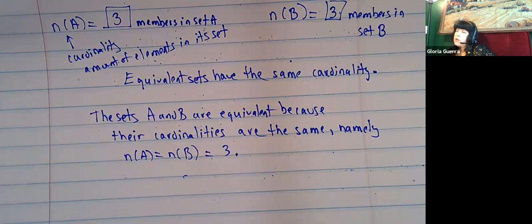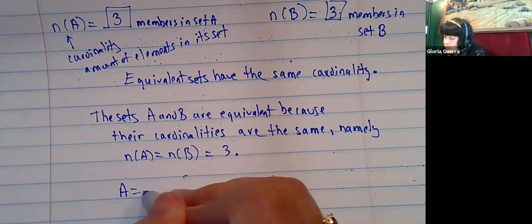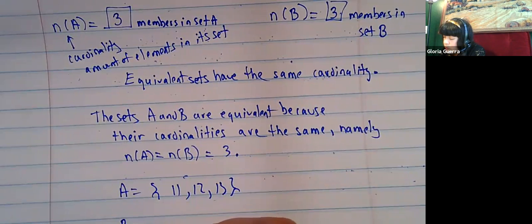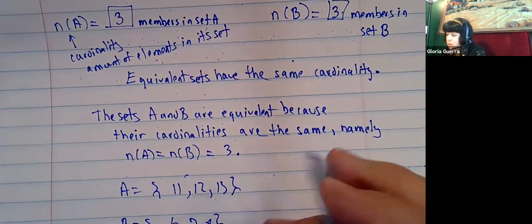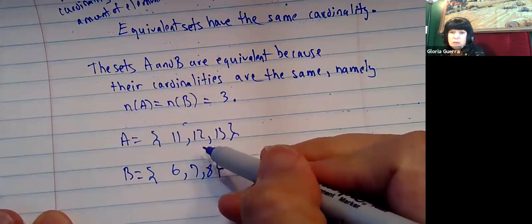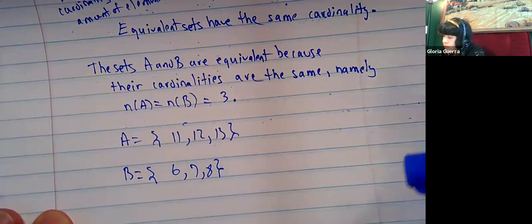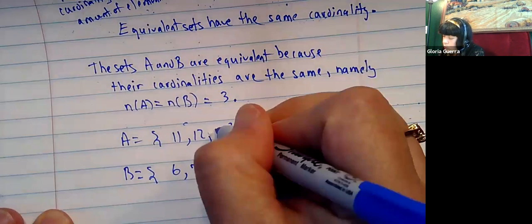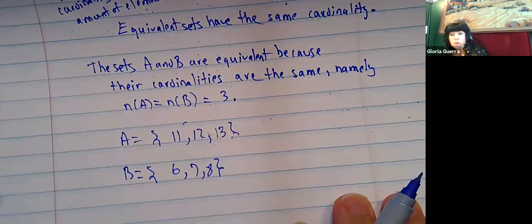All right. Okay, now the other question about whether the sets are equal or not, we want to know if they have the exact same elements. So let's see. A, what was A again? A was 11, 12, 13. B, what was B? 6, 7, 8. And I was going to try and draw a one-to-one line. But I can't because they're not equal. They don't have the same elements.